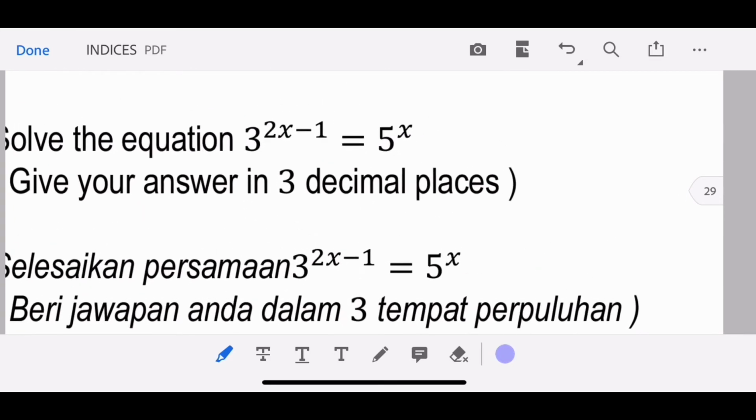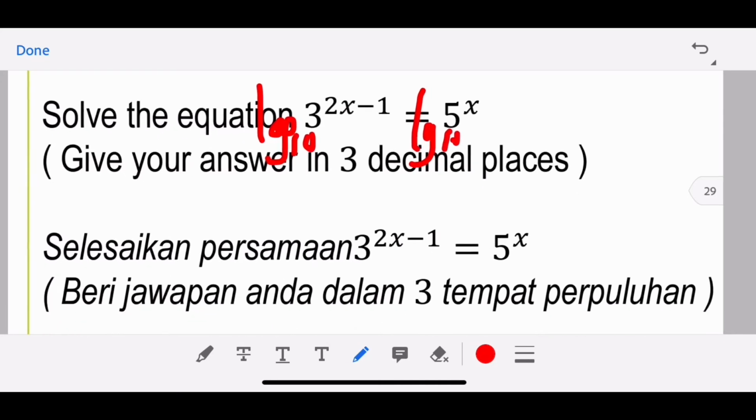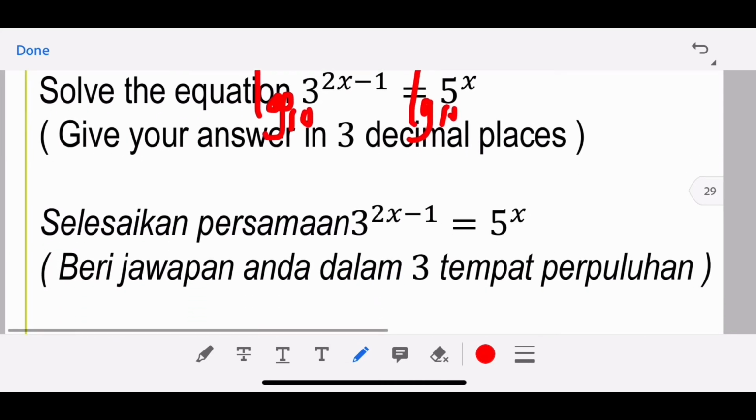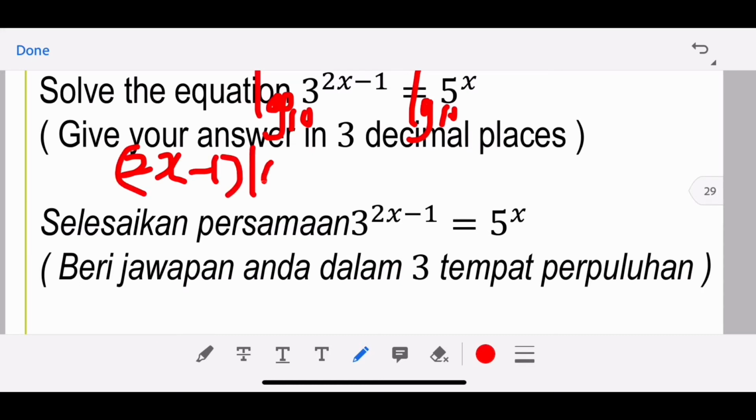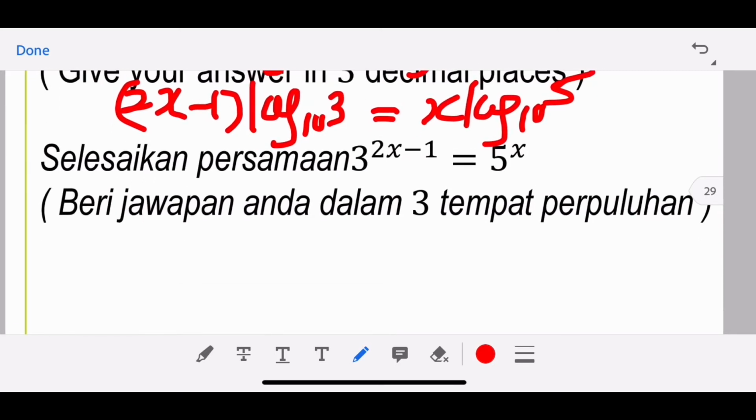Solve the equation 3 to the power of 2x minus 1 equals 5 to the power x. Again, I will take log base 10. You see the way to do it is the same. When the bases are not the same, we cannot use the indices. We will take log base 10. So (2x minus 1) log 10 3 equals x log 10 5. This is actually the power law. Bring the power down to the front. Then you can expand like just now.